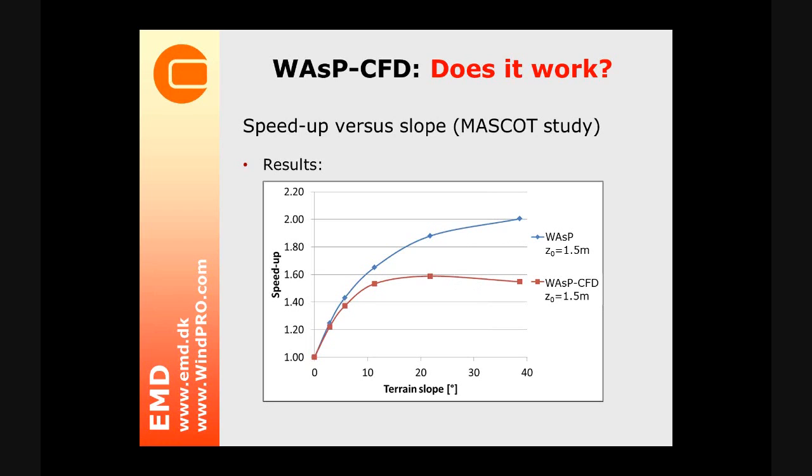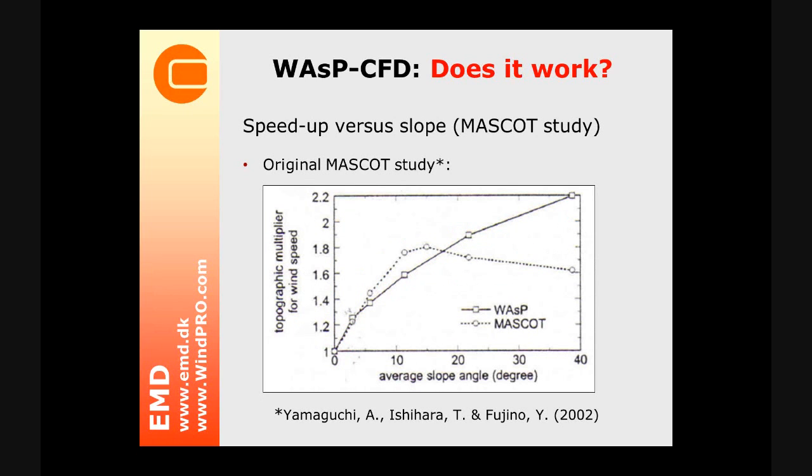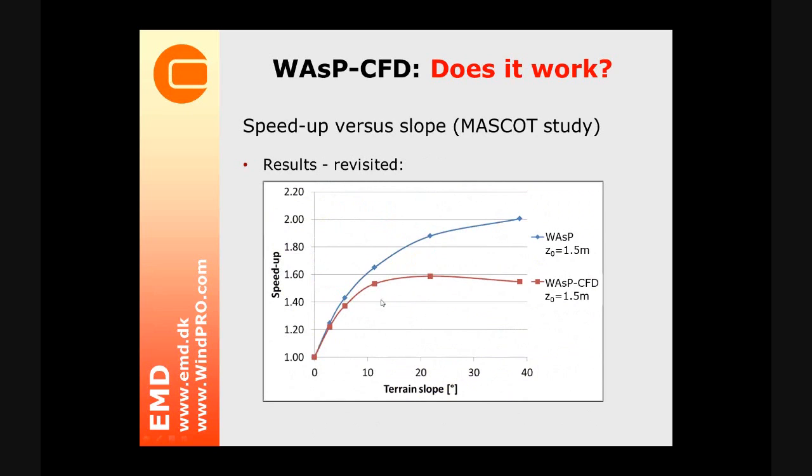So how do these results compare to those published in the original study? Well, the original study looks something like this. Again, speedup on the y-axis and terrain slope on the x-axis. What is interesting in this plot, or perhaps a little curious, is that there's a crossover, which is not what you would expect theoretically. So we looked into how you can actually get such a crossover.